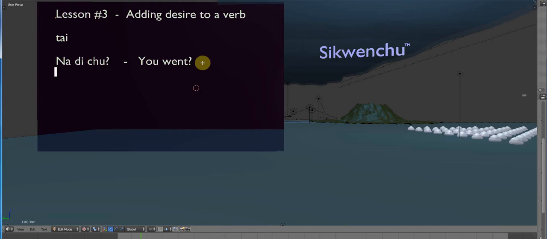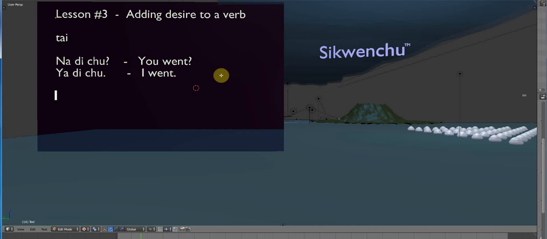And if somebody says I went, they would just say yadichu, just like that. So it phrases the questions and the replies in the same order. You notice it simplifies the language greatly since the pronouns are virtually identical except for one letter. Just by changing one letter, you've changed the sentence, so you can already converse. If I said nadi shue, did you study, you could say yadi shue, I studied.